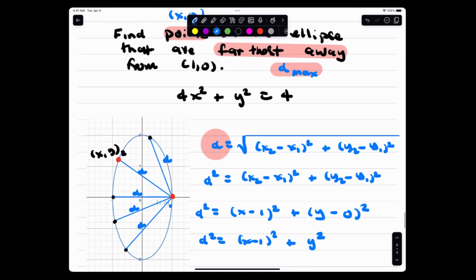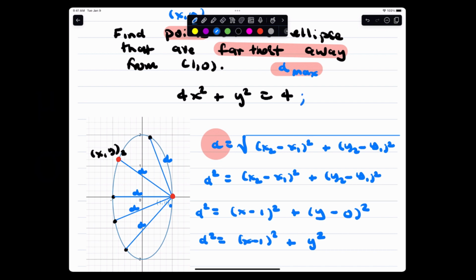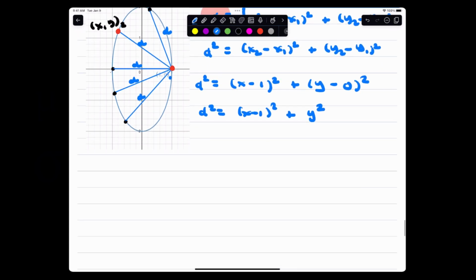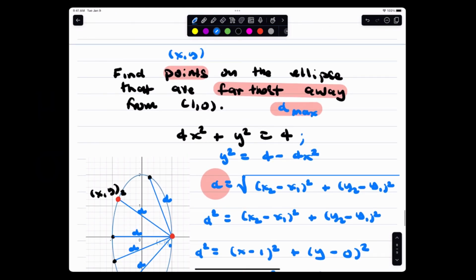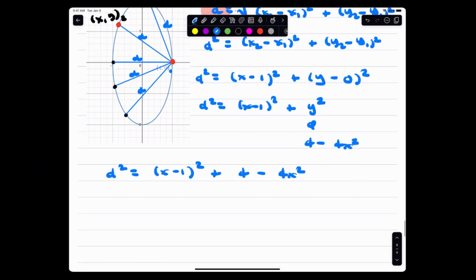And what's nice about this ellipse is that you don't have to solve for y and square it. You can solve for y squared, and that's now 4 minus what? 4x squared. So for this, we can replace that with a 4 minus 4x squared. So ladies and gentlemen, that d squared is x minus 1 squared plus 4 minus 4x squared. Let's not make another typo and go get that coffee. Let's double check. 4 minus 4x squared. Okay.